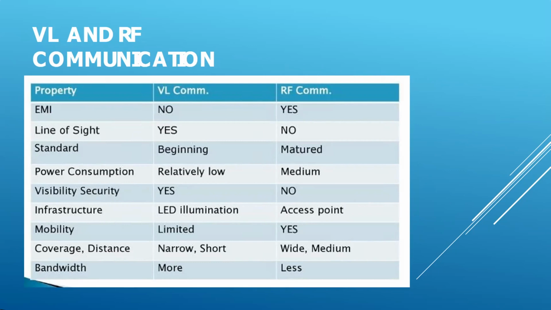In this slide we have a comparison between visible light and RF communication. The parameters are EMI, line of sight, standard, power consumption, visibility, security, infrastructure, mobility, conversation, and bandwidth. So this is a comparison between visible light and RF communication. Next slide.